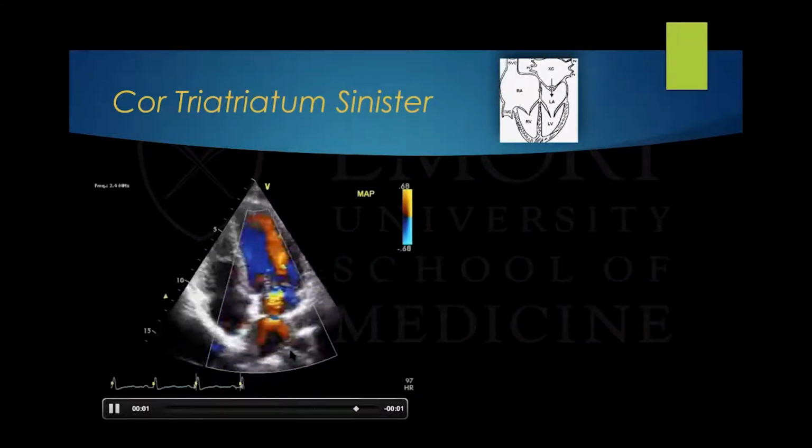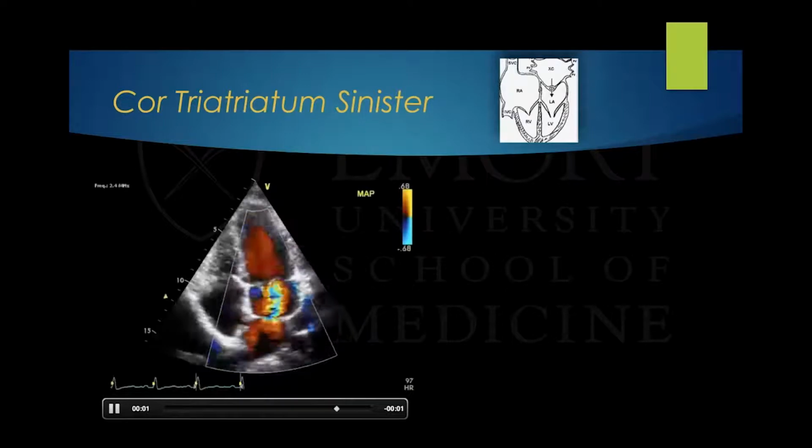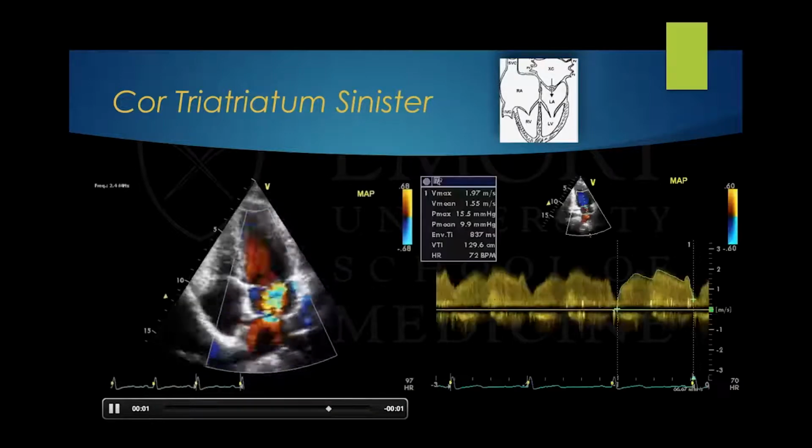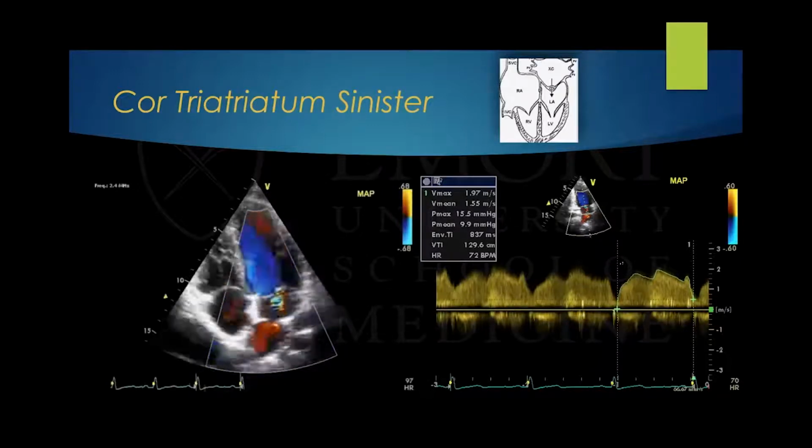In the apical four-chamber view, you will appreciate the pulmonary veins into the superior portion of the atrium, the membrane dividing the two, and then the flow demonstrating the significant stenosis. And here the Doppler will demonstrate a mean gradient of 9 or 10, and this is the flow from the left pulmonary veins into the distal portion of that Cor Triatriatum Sinister.